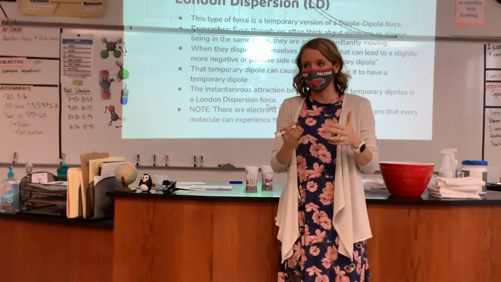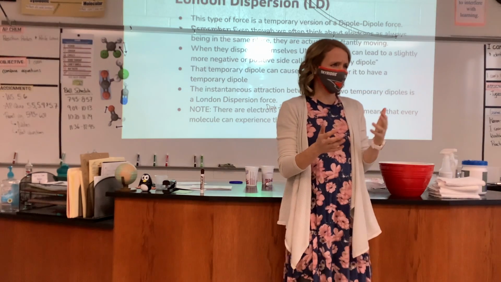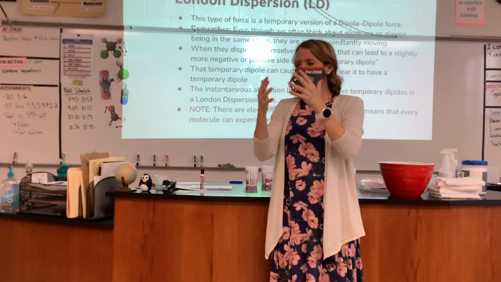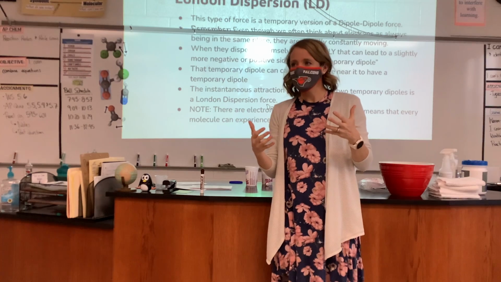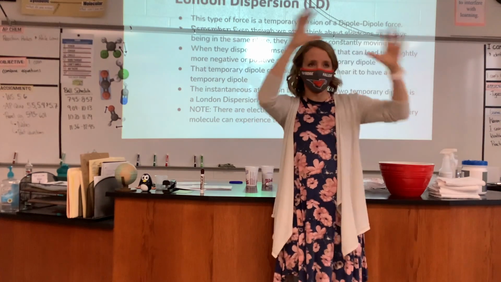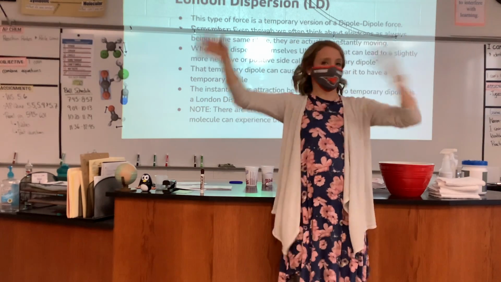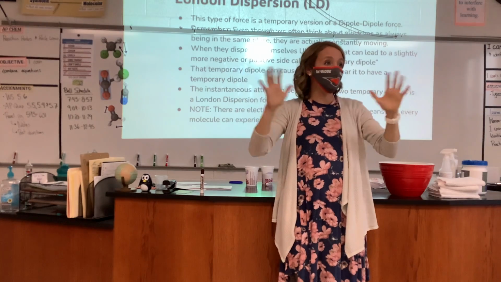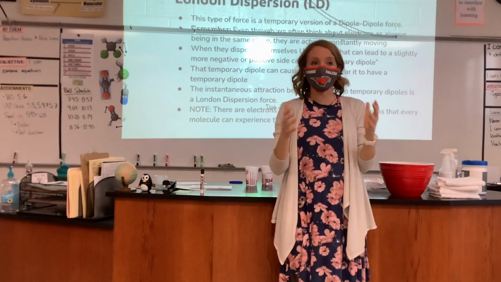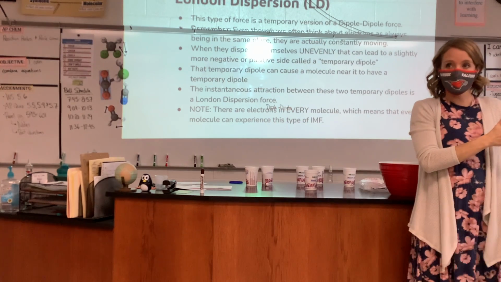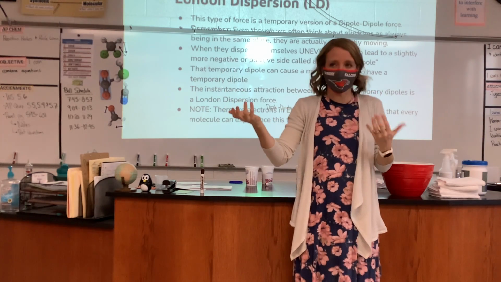It's not permanently polar, but here's what happens. In a molecule we have electrons. What's the charge of an electron? Negative. Those electrons are moving around because electrons are mobile. So imagine this: if I'm a molecule and you're all my electrons, and I have you stand up right now and run around the room, and then I say pause. At that moment, is there a chance that there would be more electrons near the window than near the wall? Yeah, there's a chance, right? You're just moving around spontaneously.